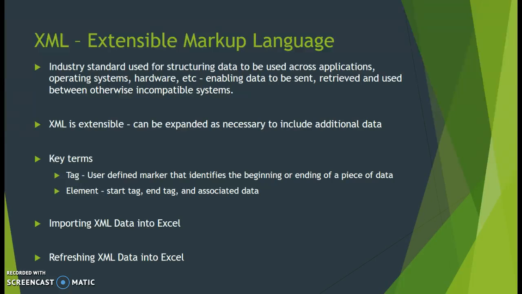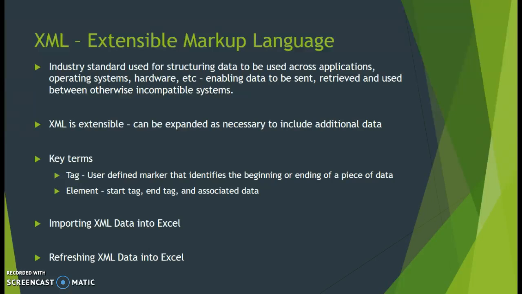So an XML file basically is agnostic to the OS and to the program, and it just gives you a standard structure for your data so that you can use it. And we'll take a look at what comprises an XML file. XML is extensible. It basically means it can be expanded as required to include data.